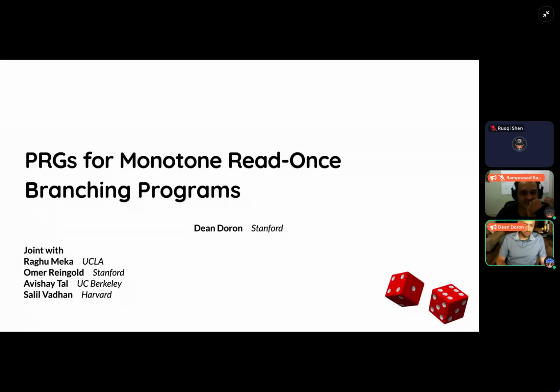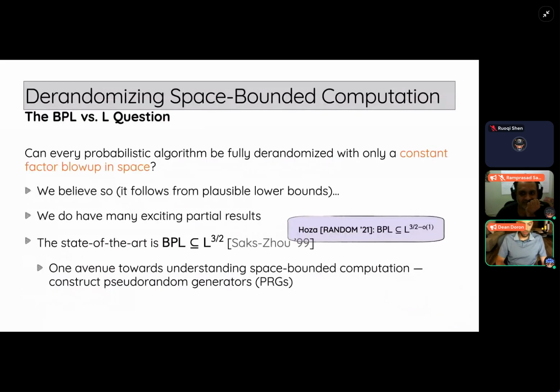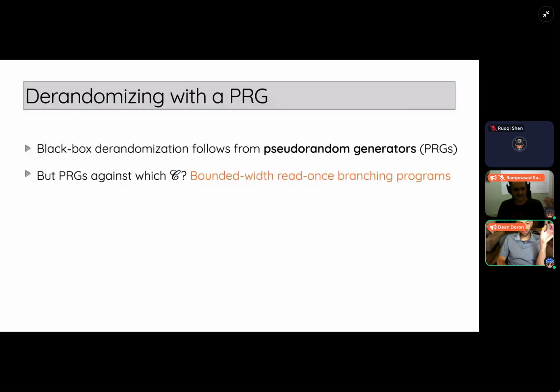Good. So William just talked about the BPL versus L problem and the PRG approach to the problem. Namely that to de-randomize BPL, we need to fool read-once branching programs of width, meaning the number of states at each layer, which is polynomial in the length.